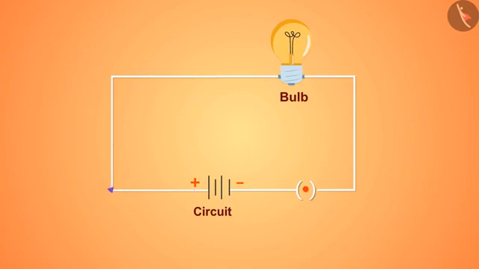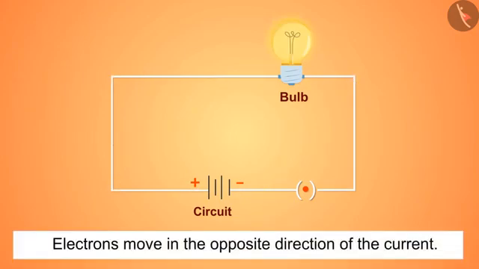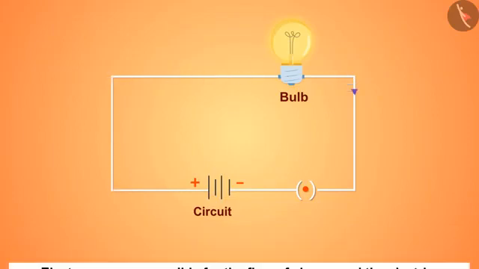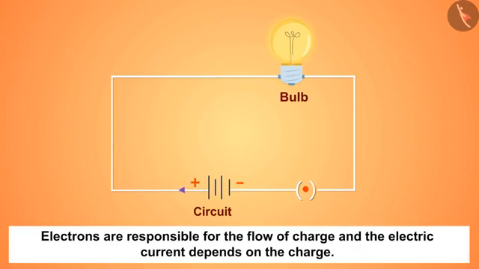The electric current starts flowing from the positive terminal of the battery and ends at the negative terminal. It is also to be noted that electrons move in the opposite direction of the current. But we also know that electrons are responsible for the flow of charge and the electric current depends on the charge. Then why does the electric current move in the opposite direction?